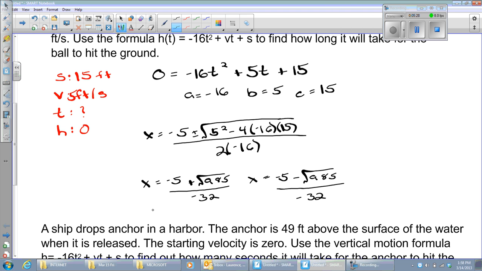Okay, so when we solve these, x equals negative 0.82 and x equals 1.14. Now we're going to throw out this one because we can't have a negative time. So we're not going to use that one. We are going to use this one. So this would be our t. So t equals 1.14 seconds is our units.